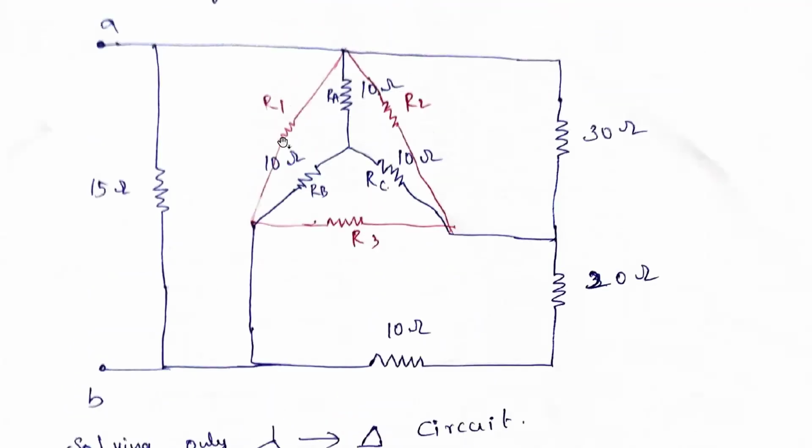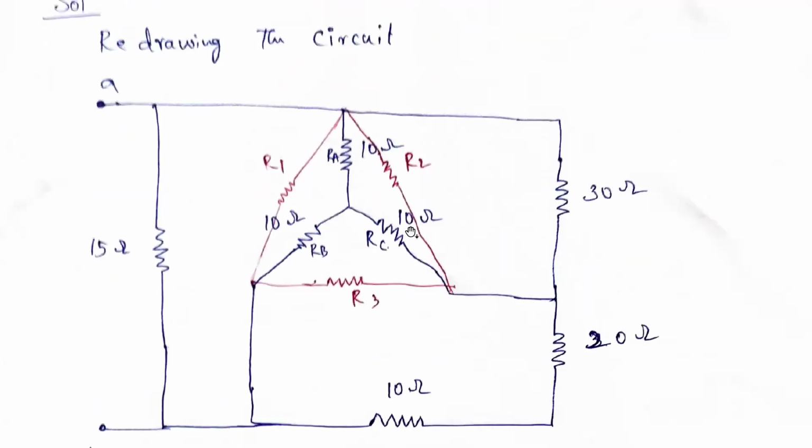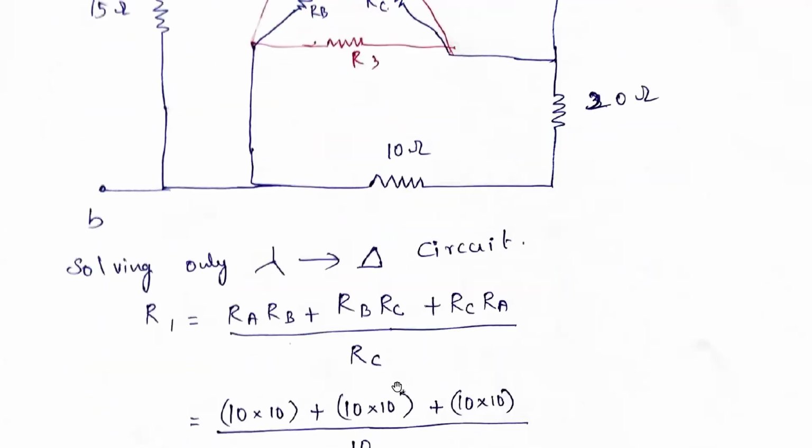So how to find out this R1? R1 is equal to RA into RB plus RB into RC plus RC into RA, divided by RC. For this R1, RA and RB are there. So whichever is not there, that should come in the denominator. That is divided by RC.